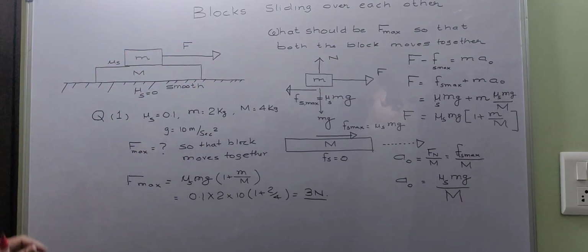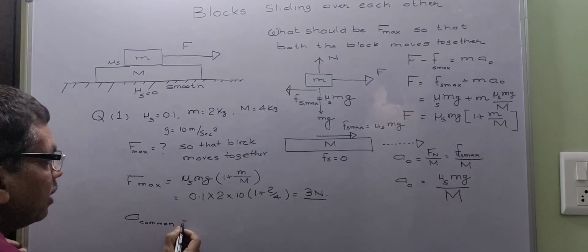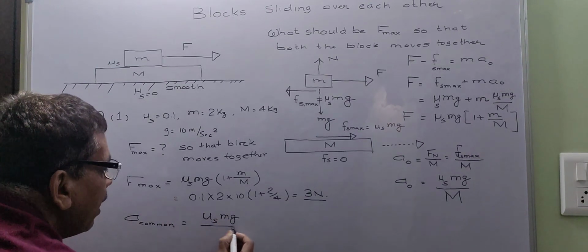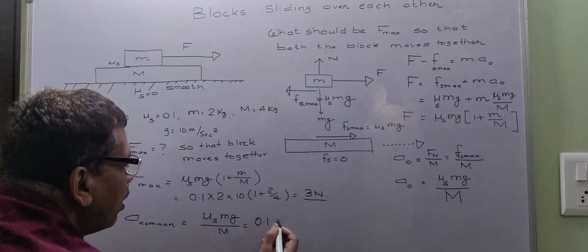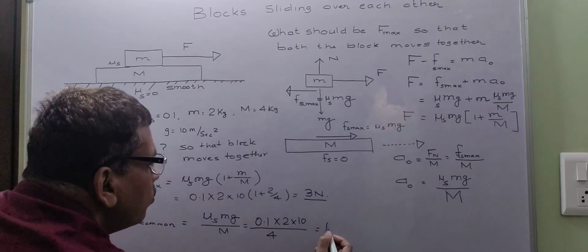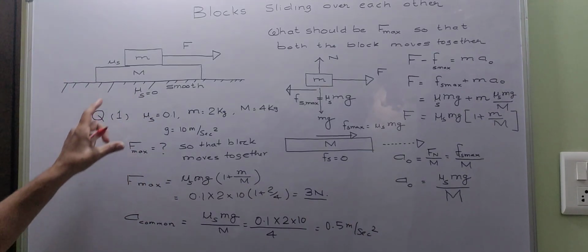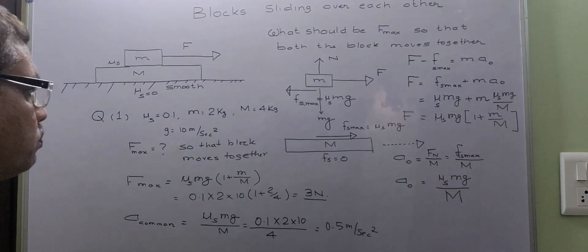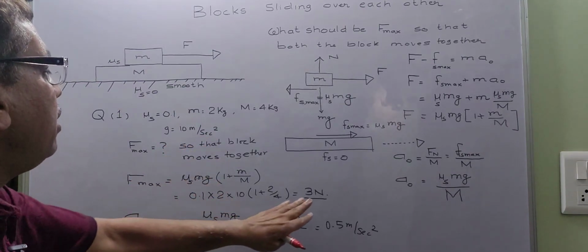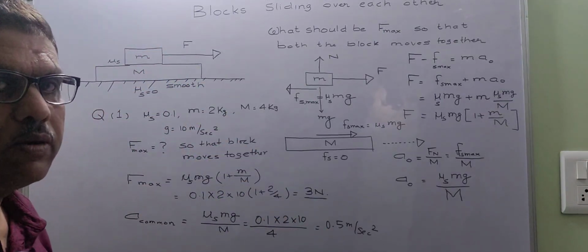And now that common acceleration can also be written as a_common, that is the common acceleration. From this place you can observe it is μs m g by M, and this can be written as 0.1 into 2 into 10 divided by 4. So 2 by 4, 0.5 meter per second square. Now, suppose I say this force is 3 Newton. At this force, these two blocks will move together with common acceleration 0.5 meter per second square.